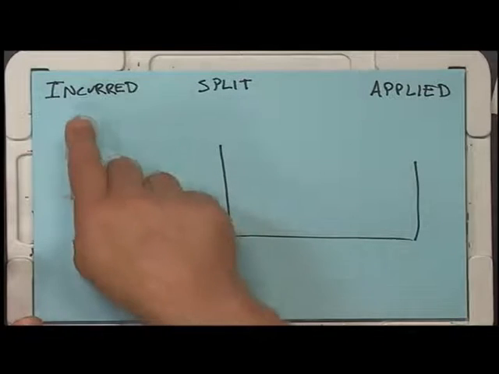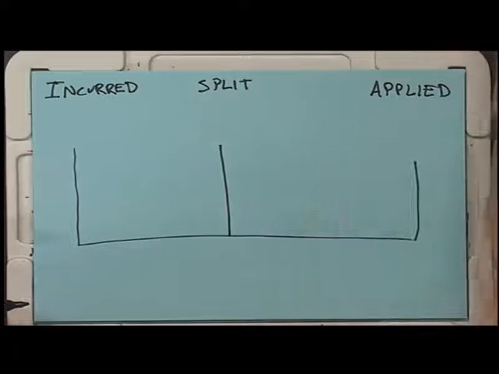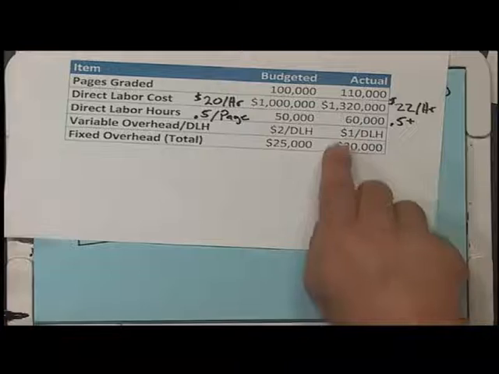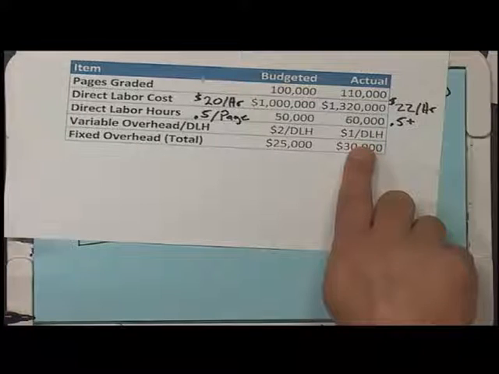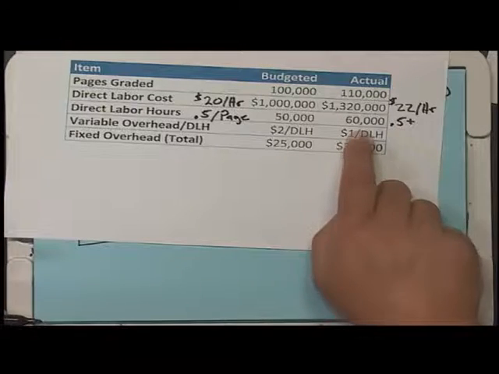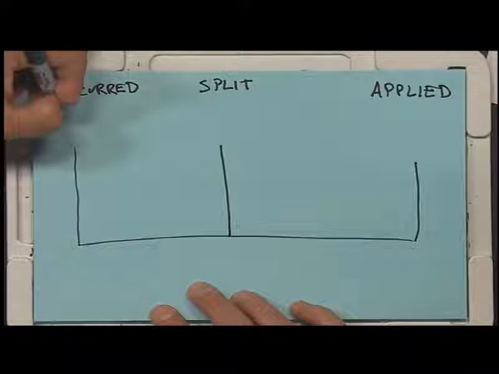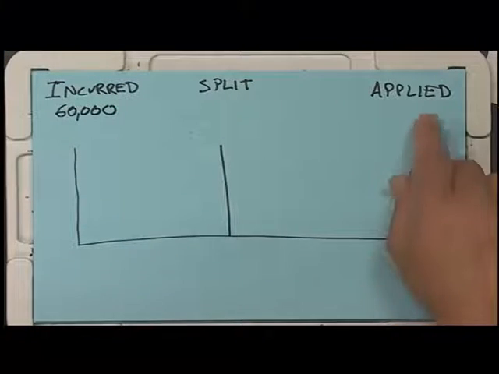So let's start with our incurred amount, and how much here did we incur? Well, we're told that we had 60,000 actual direct labor hours, and that our variable overhead came out to $1 an hour. So that's going to be $60,000 of overhead incurred. How much did we apply?